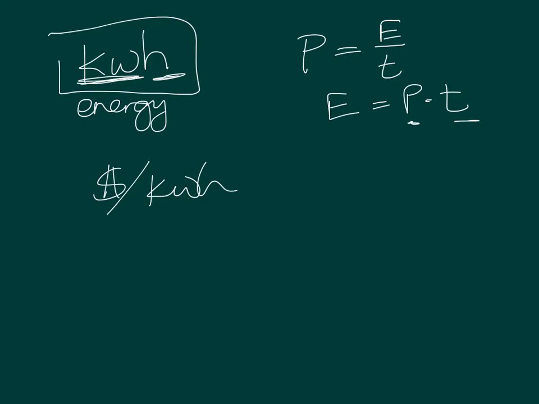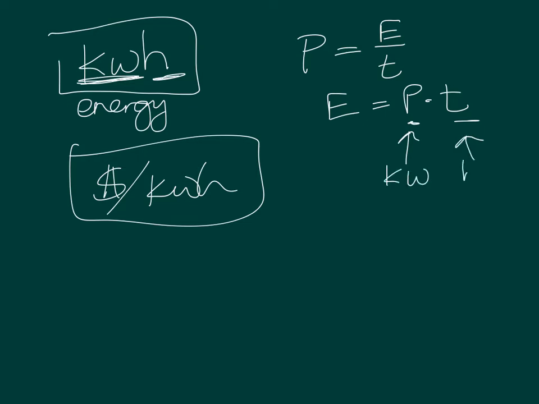So whenever we're working with how much does it cost, your power needs to be in kilowatts, and your time needs to be converted to hours so that you end up with a kilowatt hour. So that's just a little thing to remember unit-wise on how to do things. Some examples.